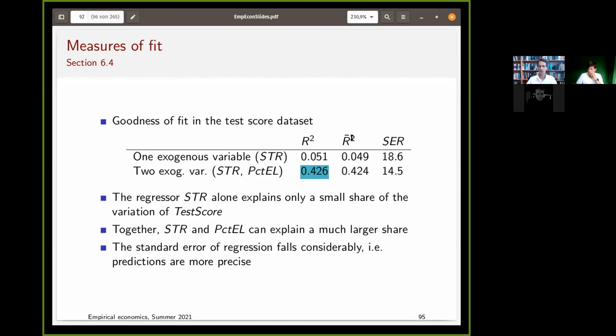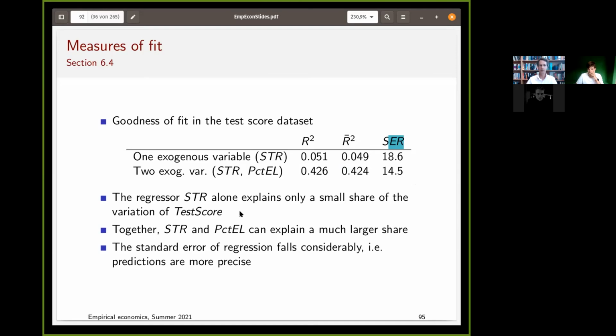And also the adjusted R-squared gets much, much larger, from roughly 5% to 42%. And if we look at the standard error of regression, then the value goes down from 18.6 to 14.5, which is also a substantial decrease in the standard error of regression.